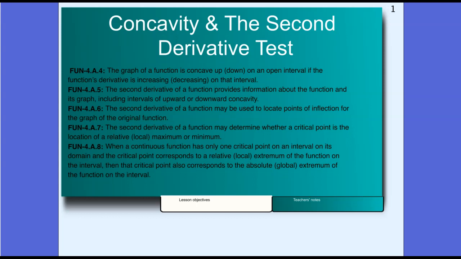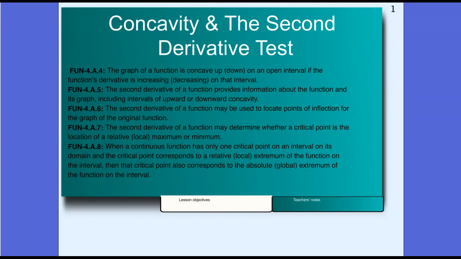A.5, the second derivative of a function provides information about the function and its graph, including intervals of upward or downward concavity. A.6, the second derivative of a function may be used to locate points of inflection for the graph of the original function.